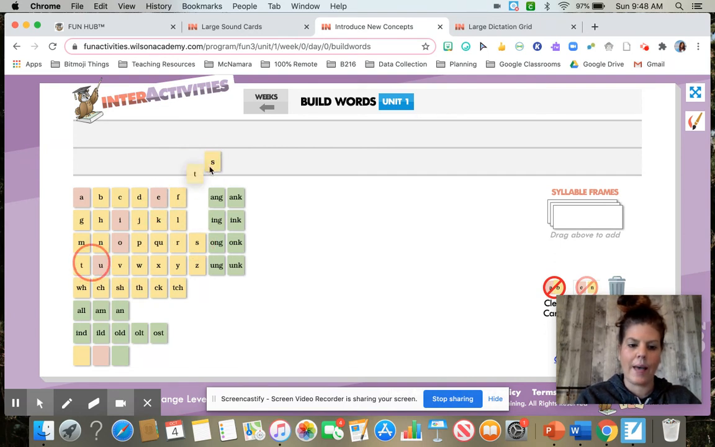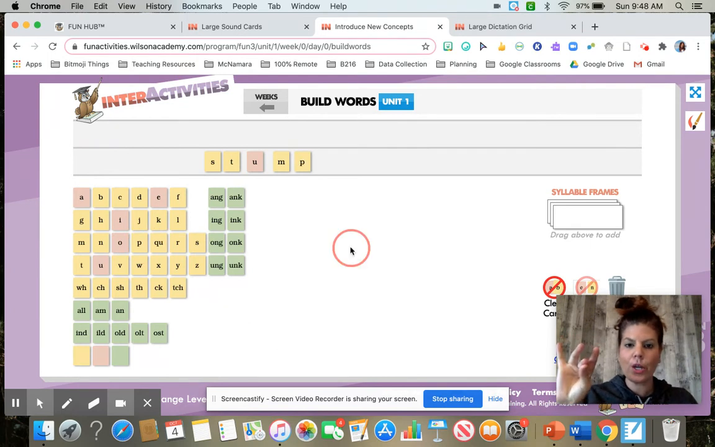And let's try one more. Get ready to tap. Here we go. So we have S, t, u, m, p, stump. Do you notice any digraphs or blends in this word? If you said yes, there are two blends. You are correct. We have our ST, which is a consonant blend. It says st, st. And our MP, two consonants together, stump.